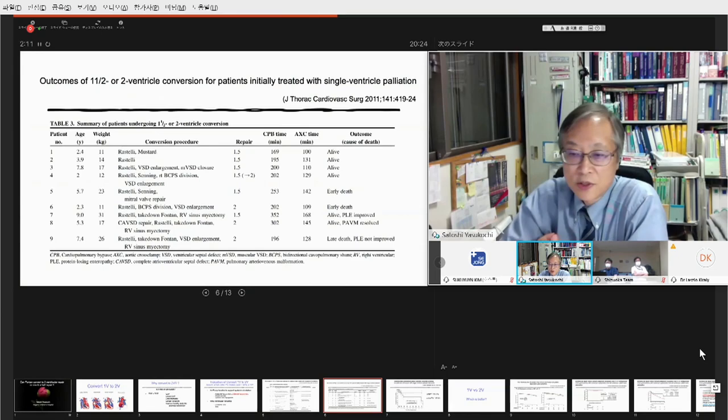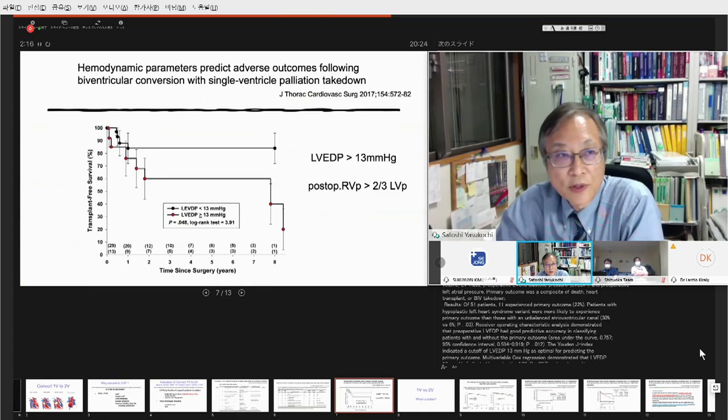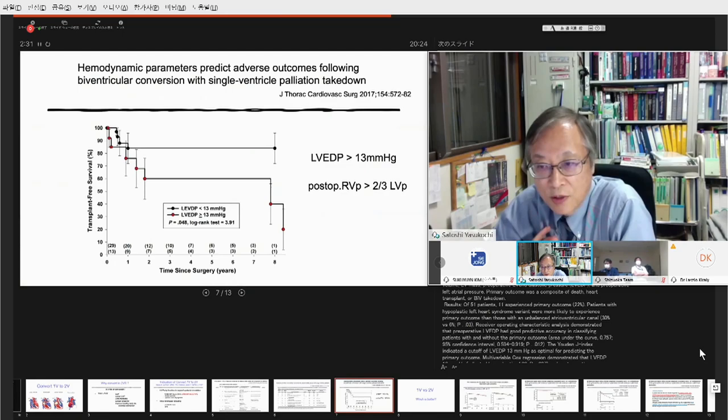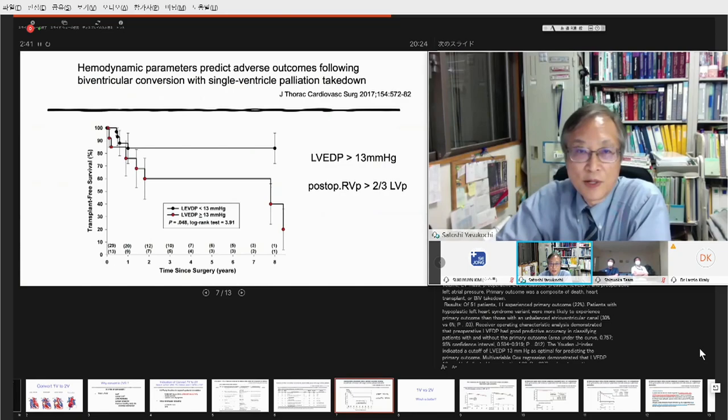Also, this is another paper that reported hemodynamic parameters that predict adverse outcome following biventricular conversion from single ventricular palliation takedown. These are cases with hypoplastic left heart syndrome. They say that an EDP of more than 13 millimeters of mercury, or a post-operative RV pressure of more than two-thirds of the systemic pressure, was an ominous sign for that prediction.